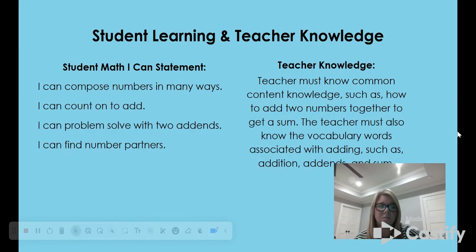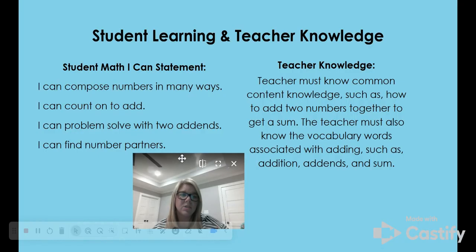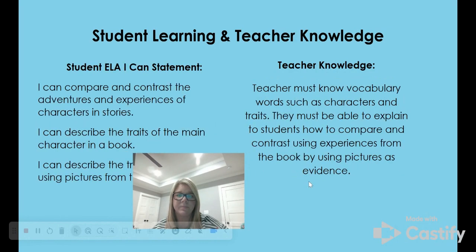Teacher knowledge. Teacher must know common content knowledge, such as how to add two numbers together to get a sum. The teacher must also know the vocabulary words associated with adding, such as addition, add-ins, and sum.